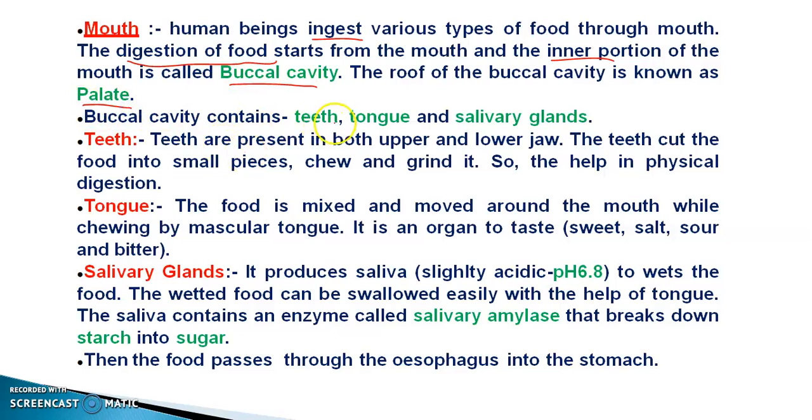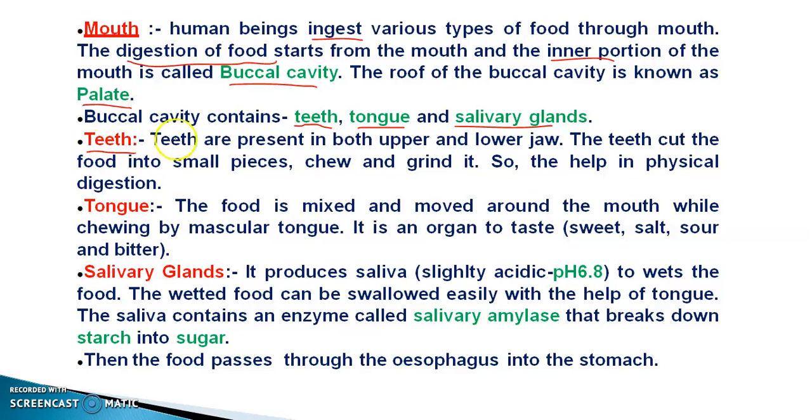Now this buccal cavity includes teeth, tongue, and salivary gland. So the teeth and tongue are part of our organ, and the salivary gland is the associated gland. Now first I will tell you about teeth.